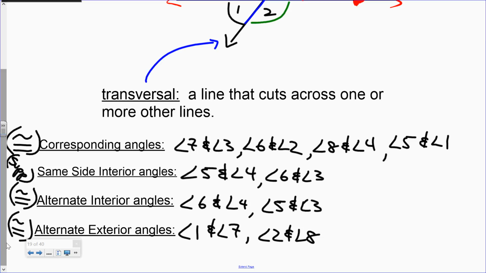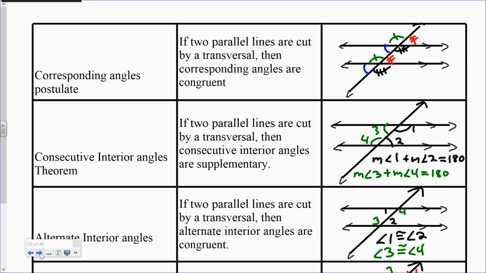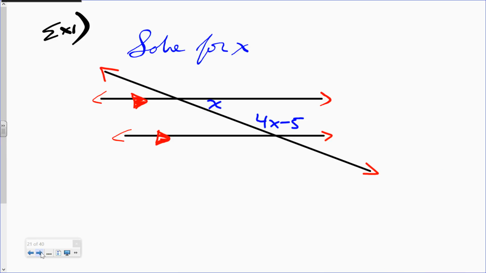So our task is to solve for x. In order to solve for x, though, we got to figure out what relationship is there between these 2 angles. So this angle of x and this angle of 4x minus 5. The question is, what relationship is there between them? So you got your transversal. They're both on the right side. That'll be same side.